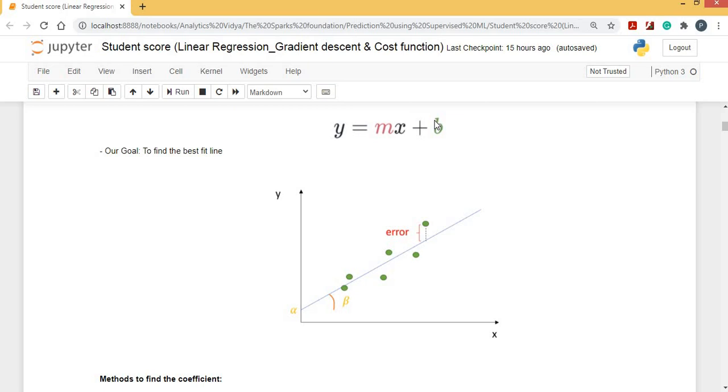Now what is our goal? Our goal is to draw the best fit line, let us assume this is the best fit line, in such a way that we get the least error. So how do we define the coefficients m and b? There are generally two methods, as I mentioned: the ordinary least squares method, called the OLS approach, and the second is the gradient descent approach. Here we'll be implementing the gradient descent approach.